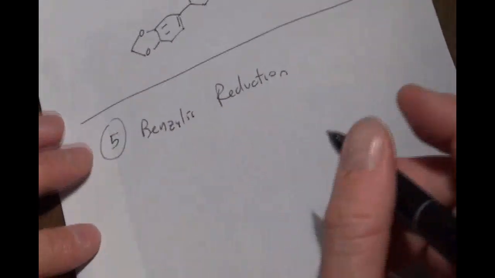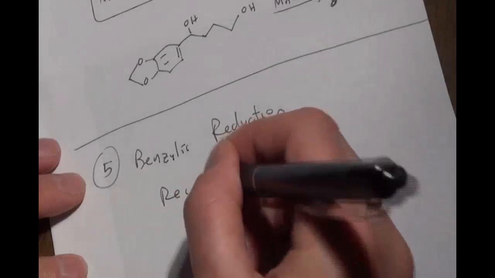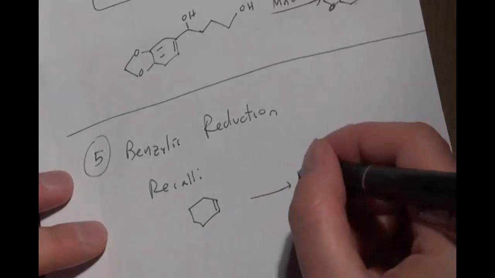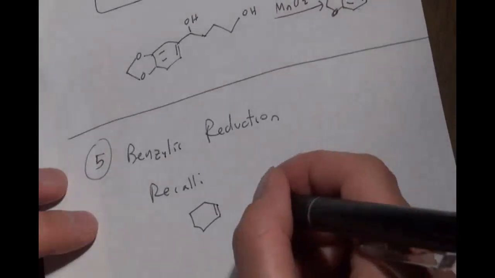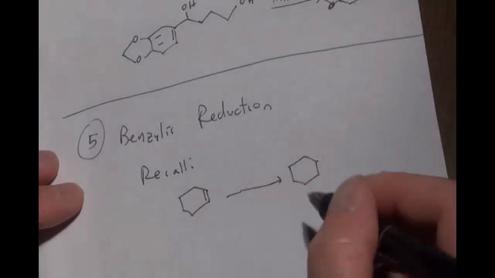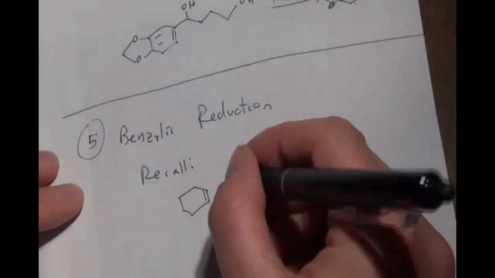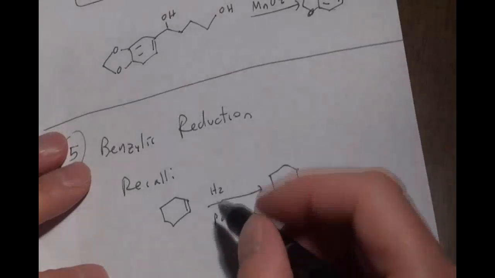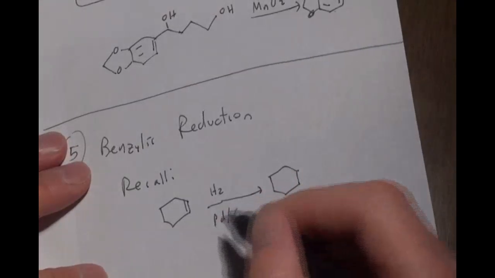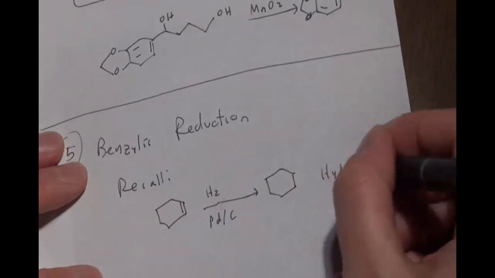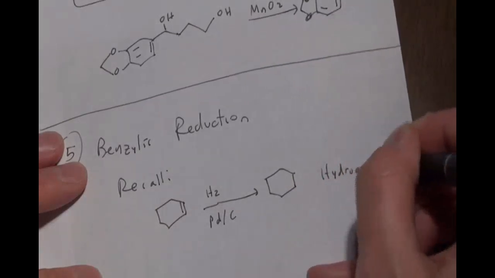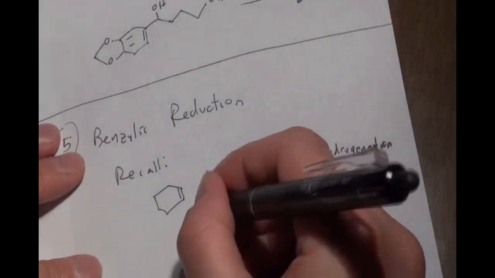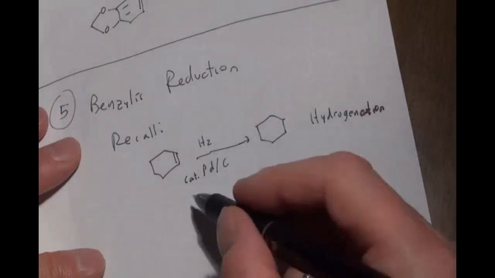Okay, so recall, how do we reduce an alkene to an alkane? Organic one stuff. Alkene to alkane is simply H2 plus palladium on carbon. Right? And we have a name for that. You're adding hydrogen to the molecule. It's called hydrogenation. And the palladium is a catalytic reagent, so it's catalytic hydrogenation.